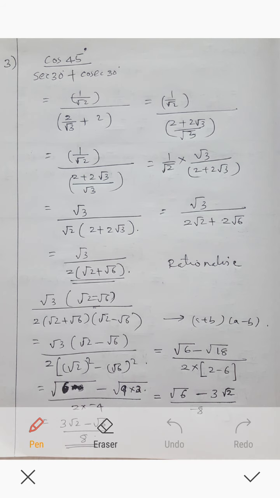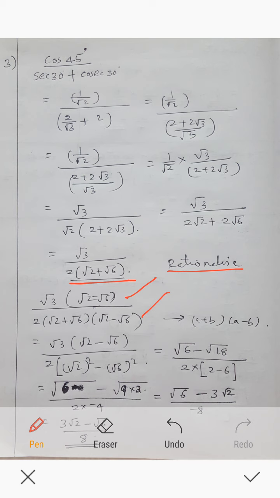I think you remember the rationalizing denominator procedure you studied in 9th standard. So for rationalizing, what we have to do, denominator is 2 into root 2 plus root 6. We have to multiply with the conjugate of the denominator. So root 2 plus root 6, its conjugate is root 2 minus root 6. So we have to multiply numerator and denominator with the conjugate.